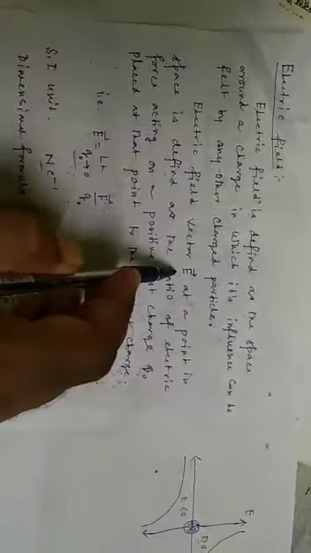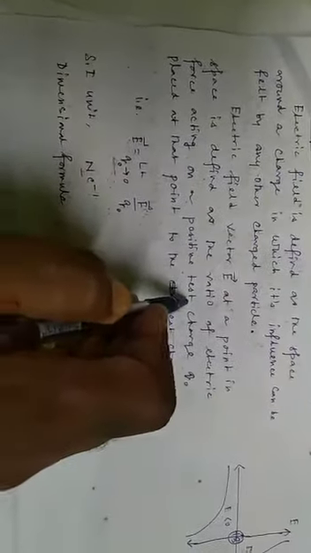Now, what is the intensity of electric field? That is, electric field vector E vector at a point in the space is defined as the ratio of electric force acting on a positive trace charge Q naught placed at that point to the trace charge. Okay, it is the ratio.